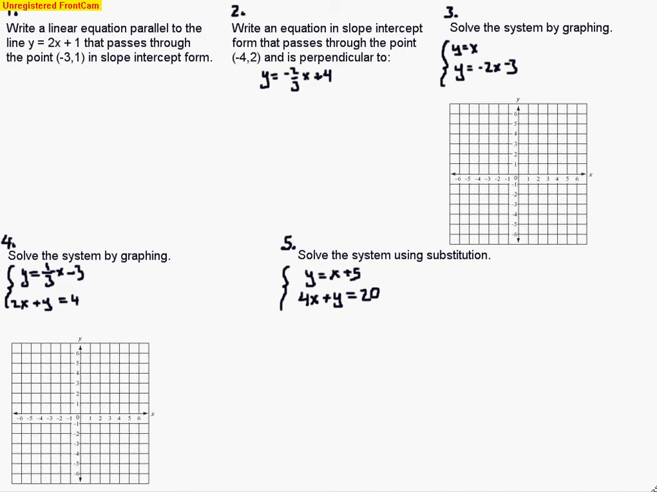These are the first 5 problems from the front side of the study guide. So again, this is exactly what your test is going to look like. The only difference is there'll be different numbers, different equations, different points. Let's take a look at the first problem.